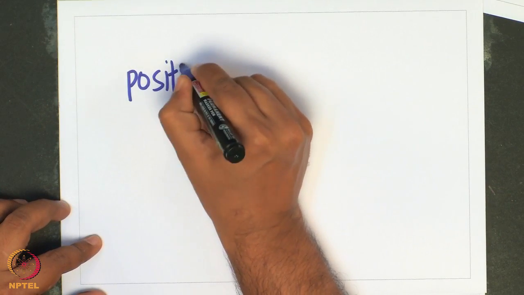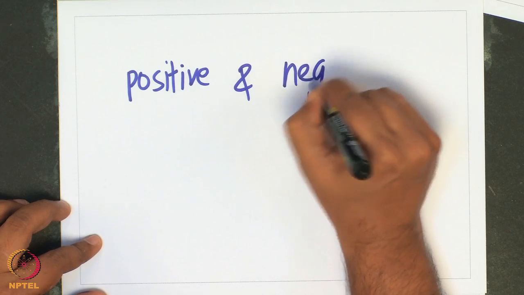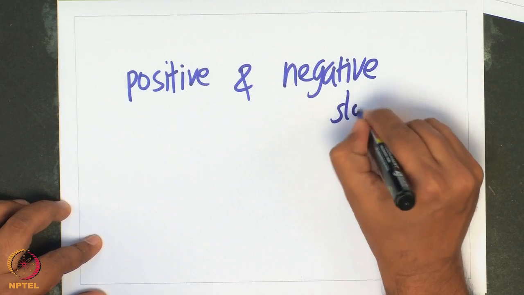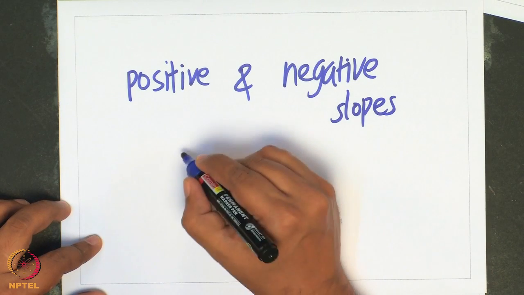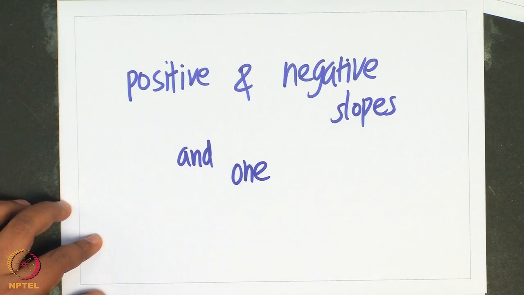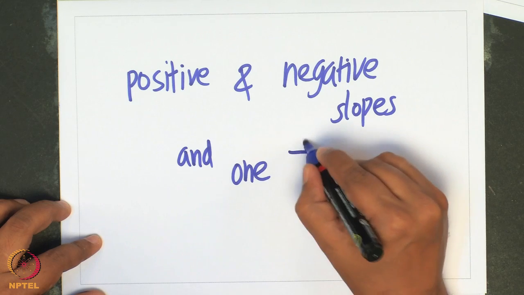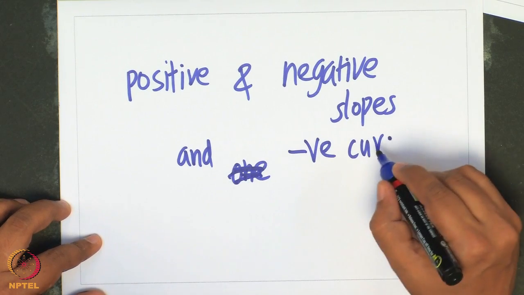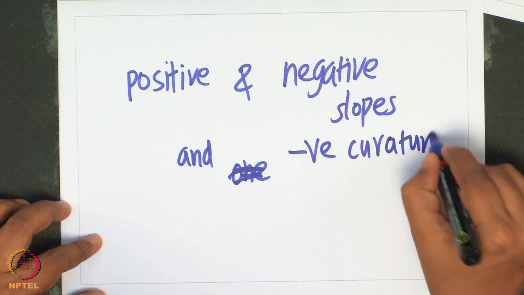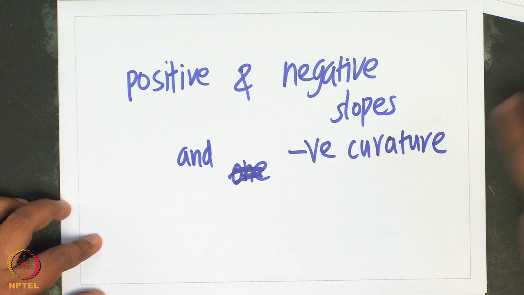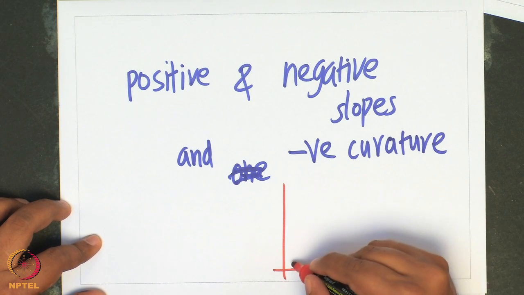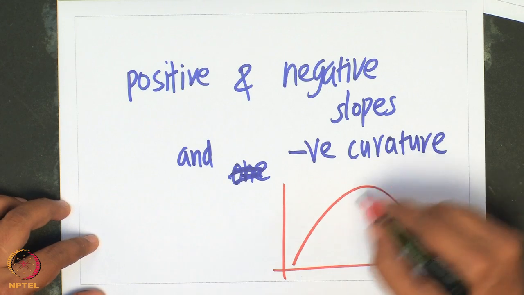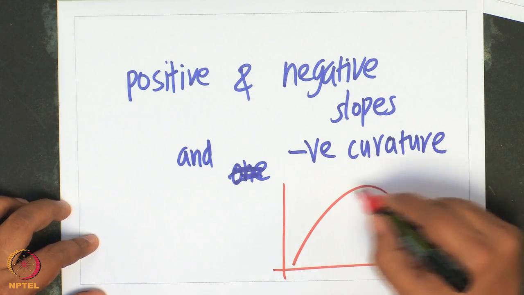If we said the function has positive and negative slopes and some region with negative curvature, what would it mean? Negative curvature, we immediately know, would mean like this. So it has to look like this. It has a positive slope, negative slope, and the curvature is negative.